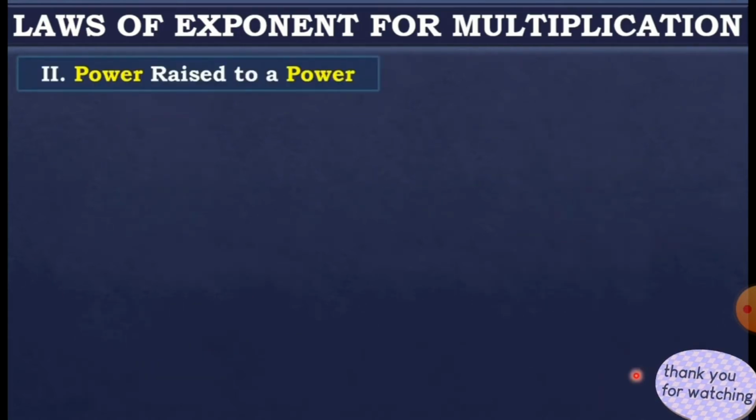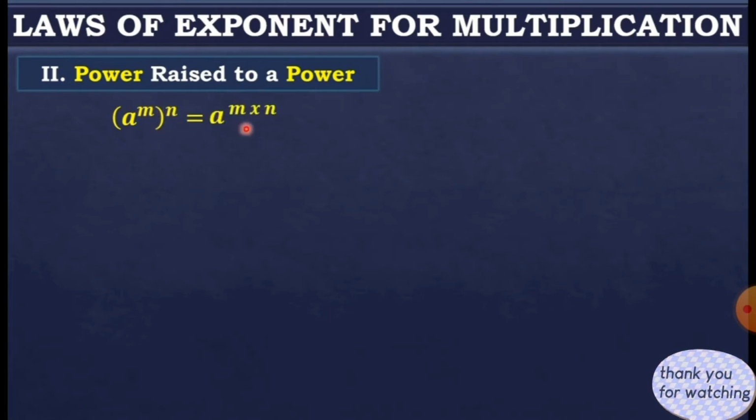Second law of exponent is what we call power of a power or power raised to a power. So what is the concept of this? The base A inside the parentheses has an exponent M inside. Then there is also an exponent outside the parentheses, N. So that's why it's called power of a power, two powers. So when it's like this, just copy the base A and then we will multiply the two exponents inside the parentheses and outside the parentheses. So that's m times n. So multiply all the exponents.